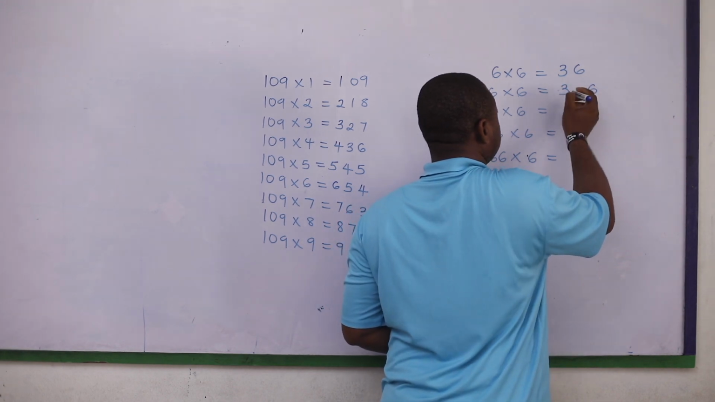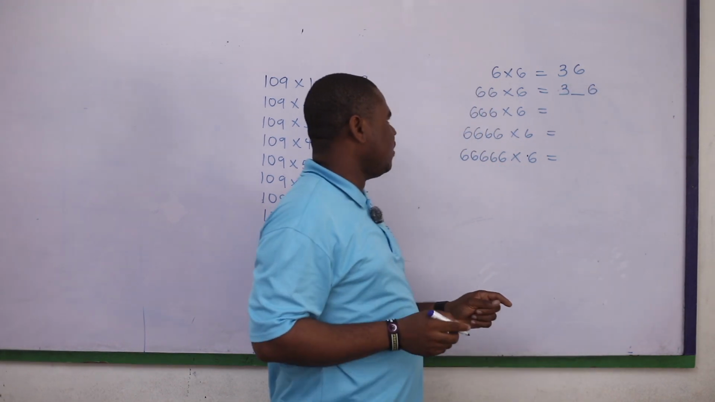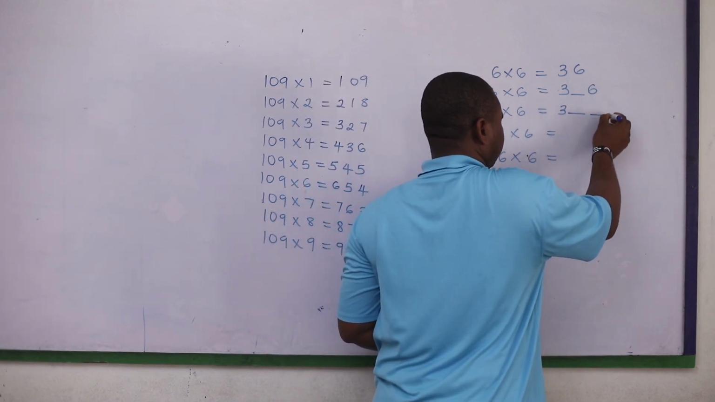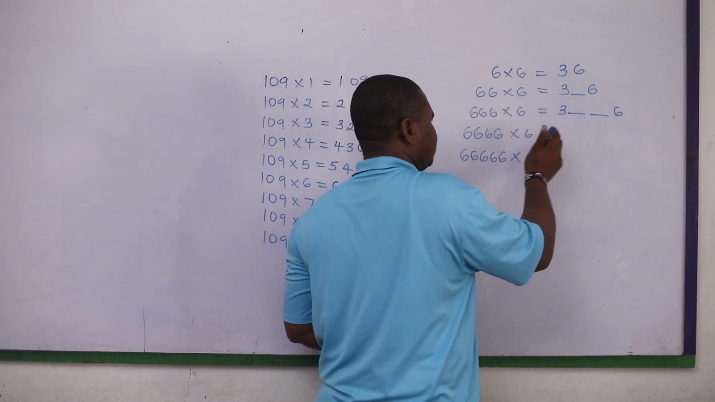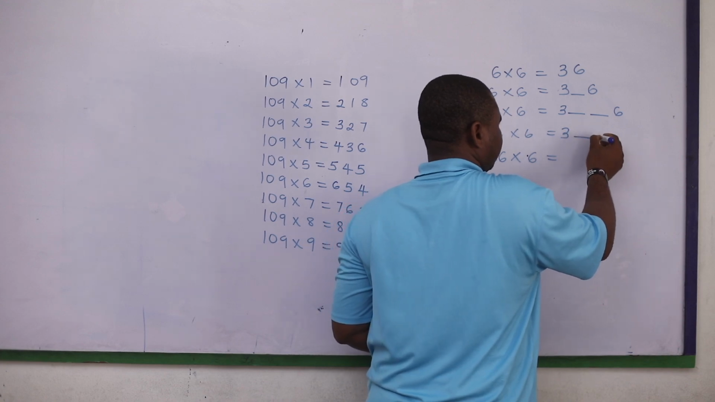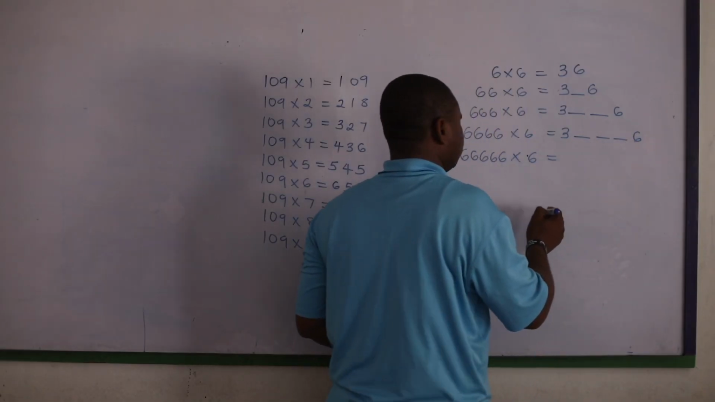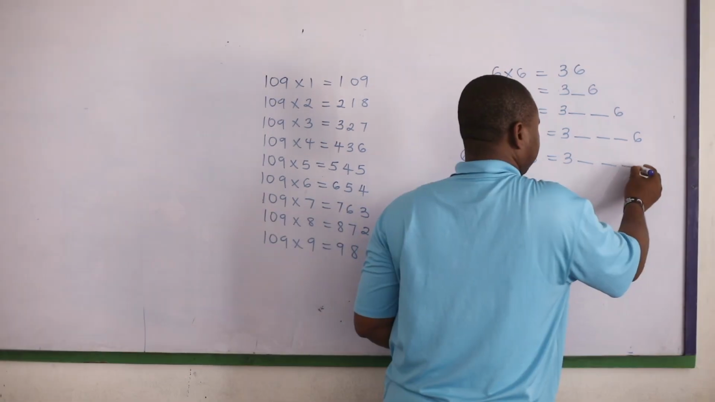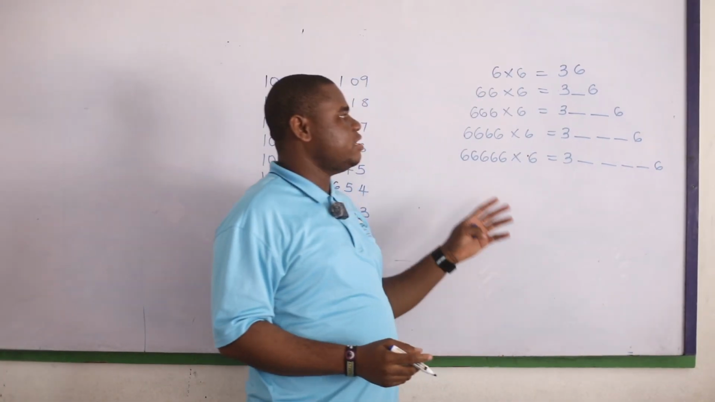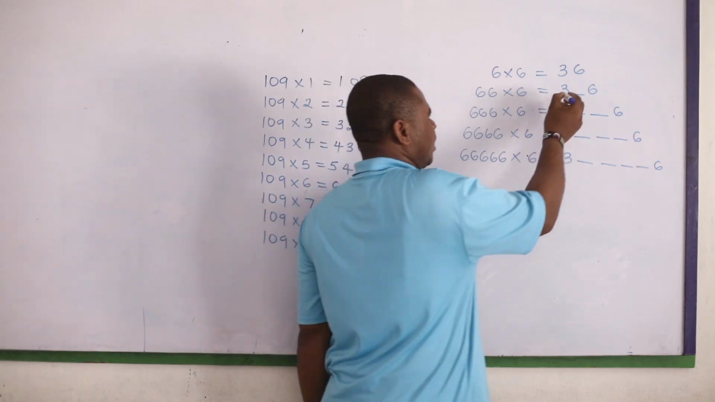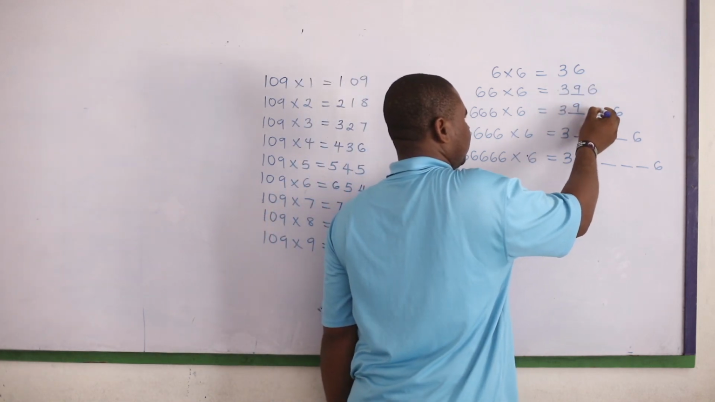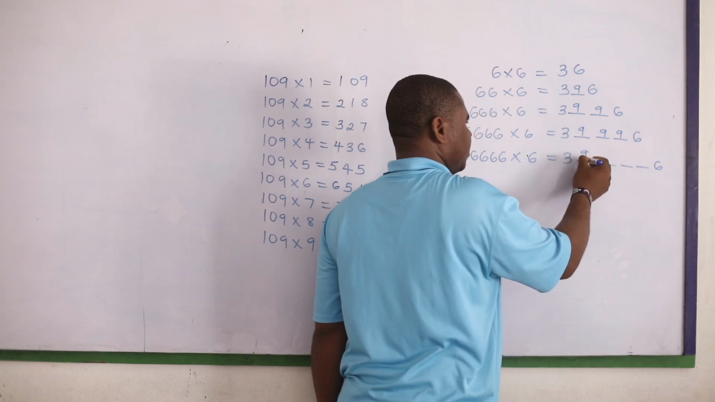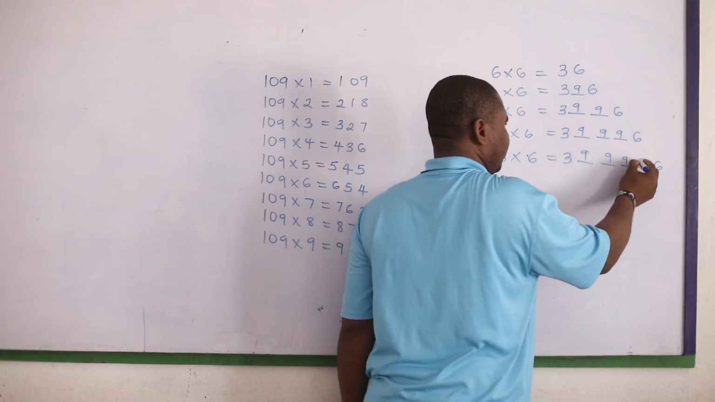3 and 6. I'm going to create a space here. The same thing for this, 3 and 6. The same thing happens here, 3 and 6. Next one, 3 and 6. So all I need to do now is 9, 9, 9, 9, 9, 9, 9, 9, 9, 9.